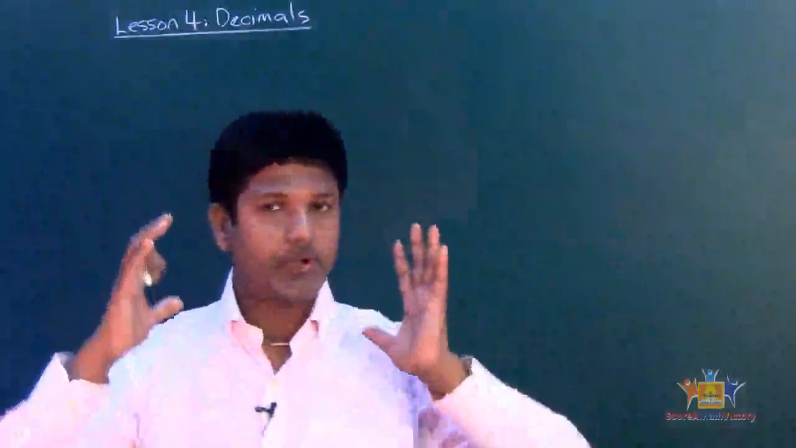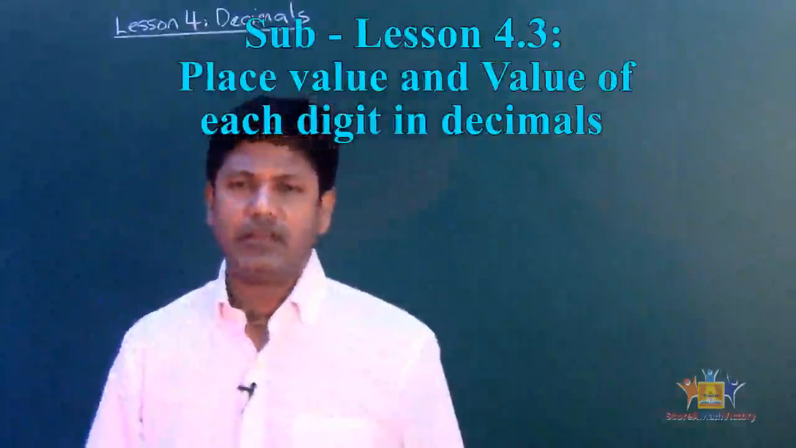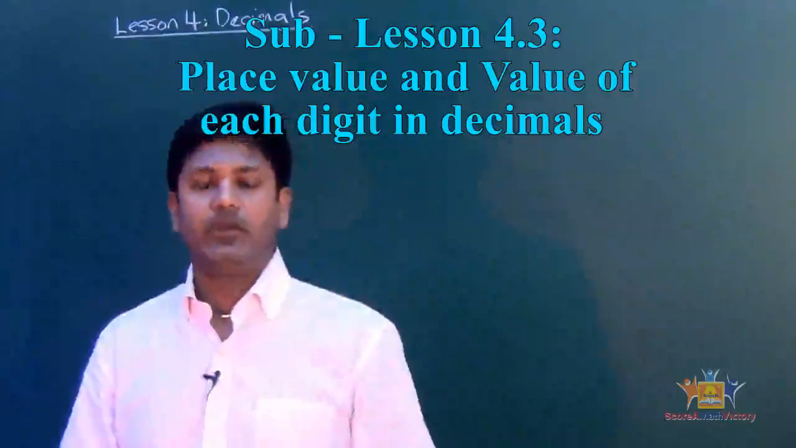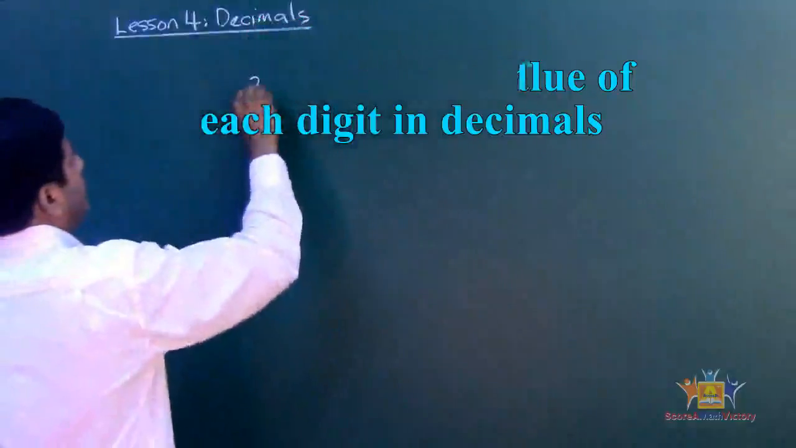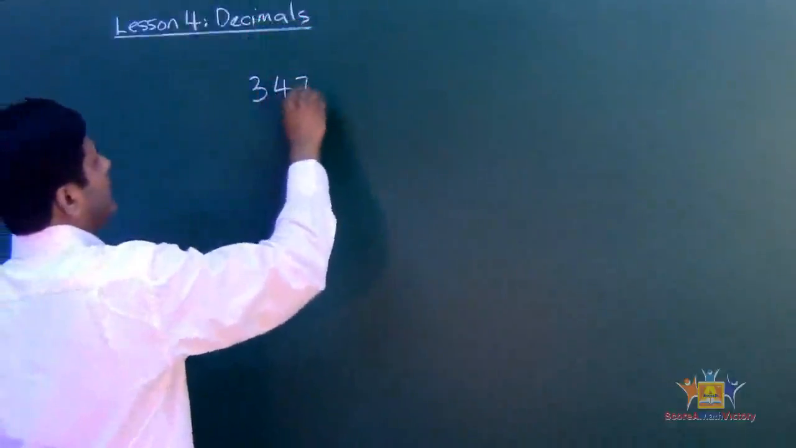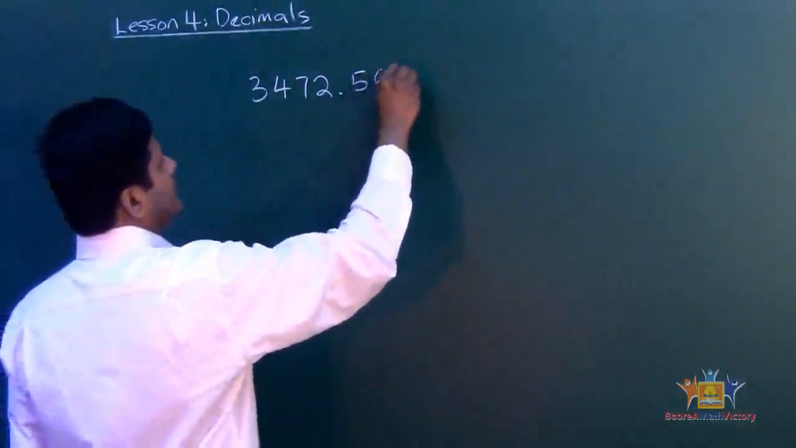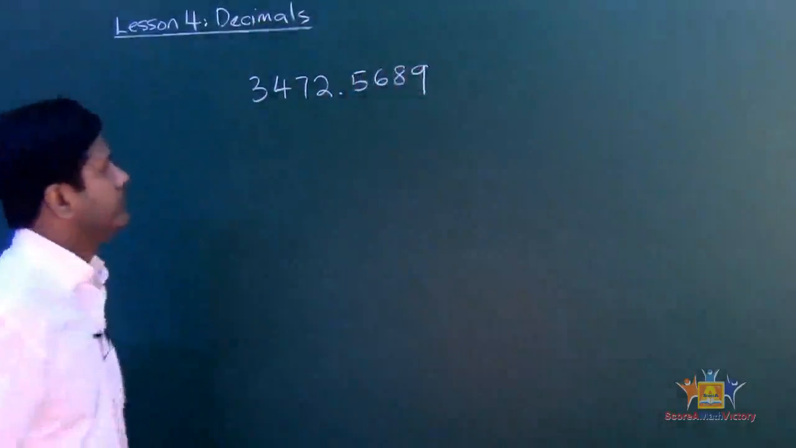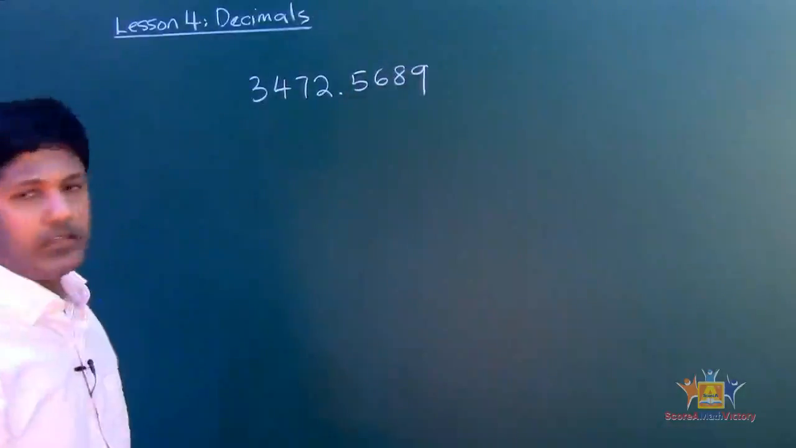In this sub-lesson, we're going to talk about place value and also the value of the digit of decimals. So let's put the number down. Let's say, for example, I write 3,472.5689. Let's read it and understand these place values.